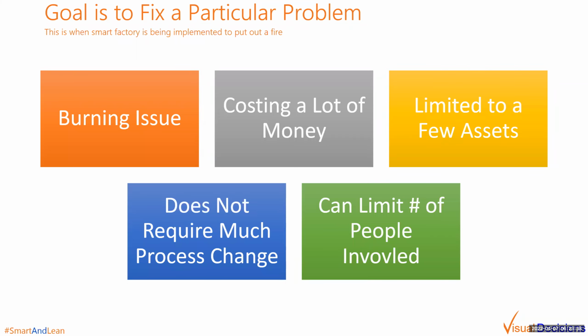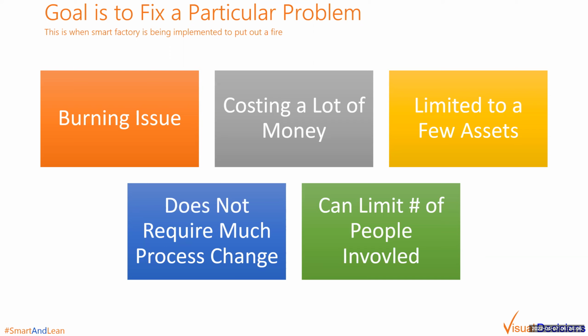The next example is when there's an issue in the plant that's a burning platform that has to be fixed. In this case, the company isn't trying to transform the way that manufacturing happens. They're just looking to solve one particular problem that is costing them a lot of money every day, every month, every year. This could be a downtime issue, a quality issue, or other type of problem, but it's persistent and the company is looking for a solution.